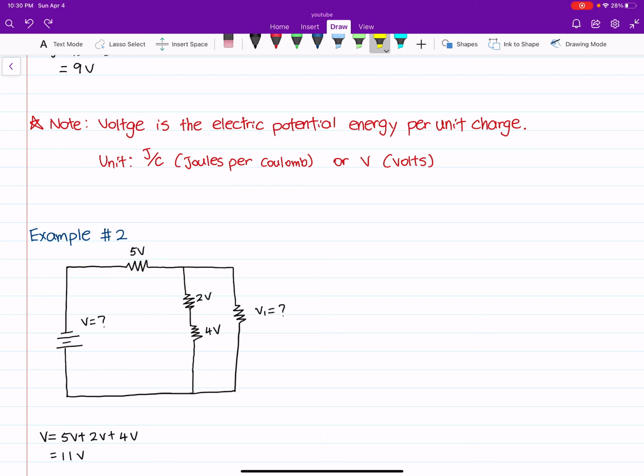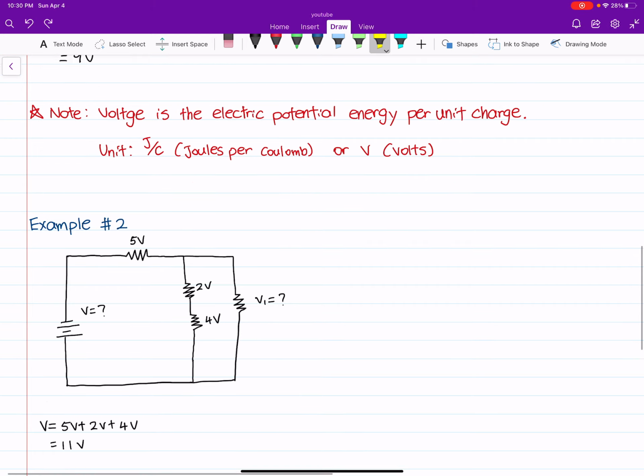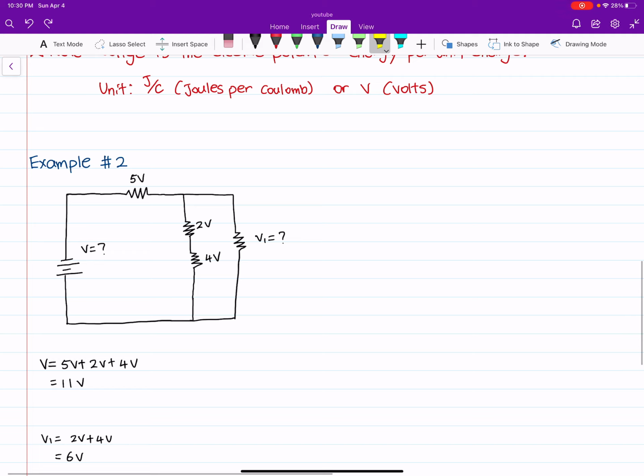So now we're trying to find V1. There's 2 ways to find V1. According to what we learned from example number 1, we know that the voltage drop across the parallel paths are the same. So V1 must be equal to 2V plus 4V, which is equal to 6V.